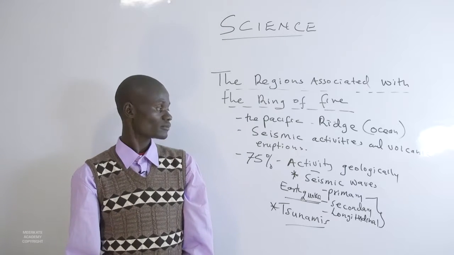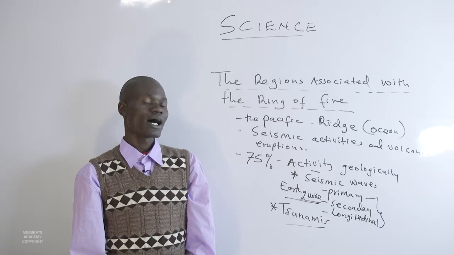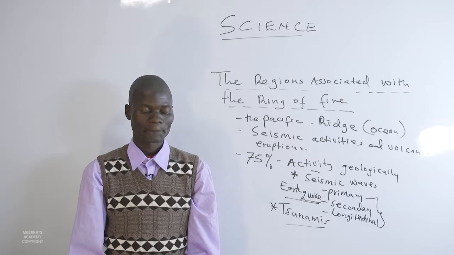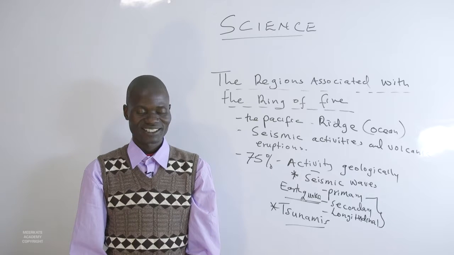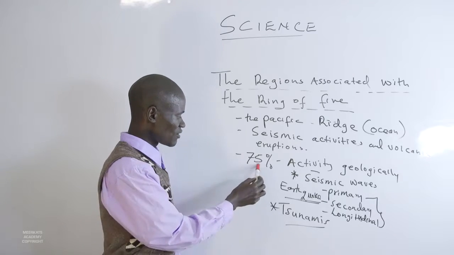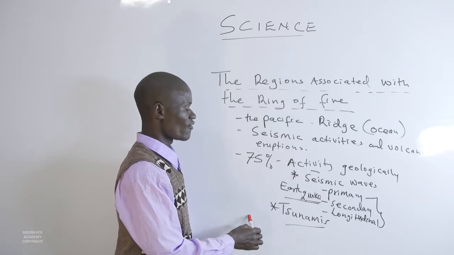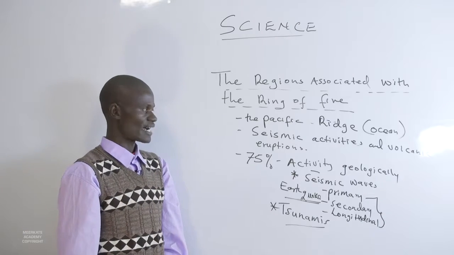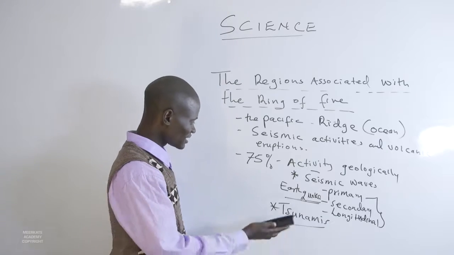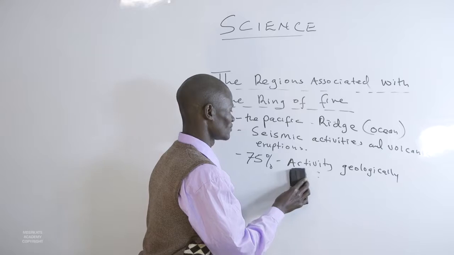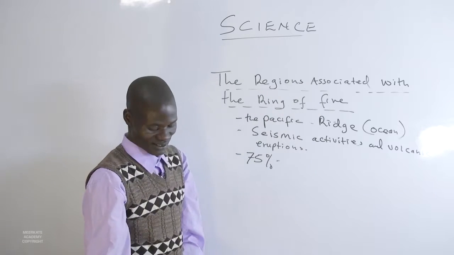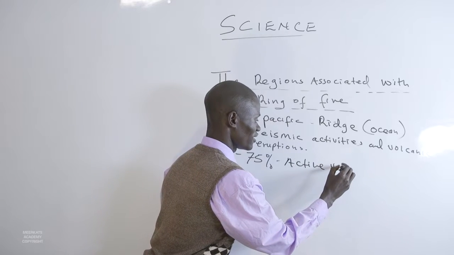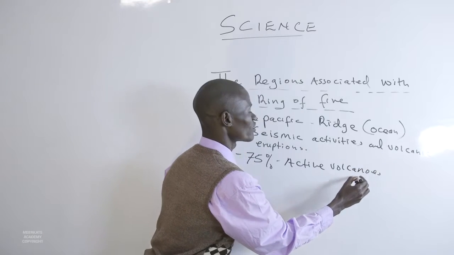For example, as we look at the regions we can associate with the ring of fire, where we have 75% of the volcanic eruption activity, where are we able to find the active volcanoes? The active volcanoes. Let's look at the active volcanoes, then we make an association with the ring of fire.